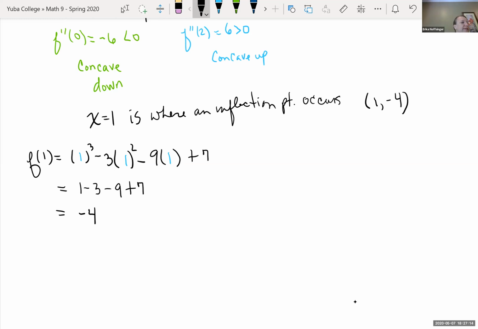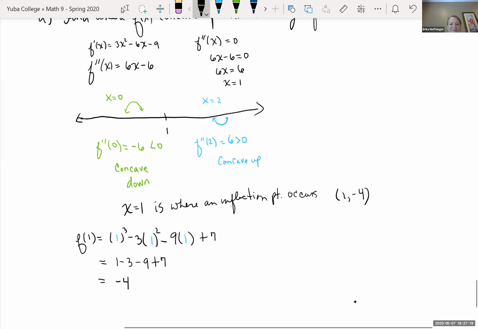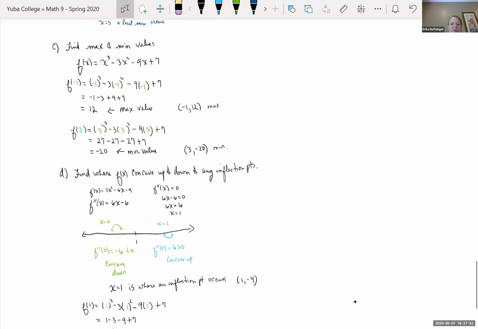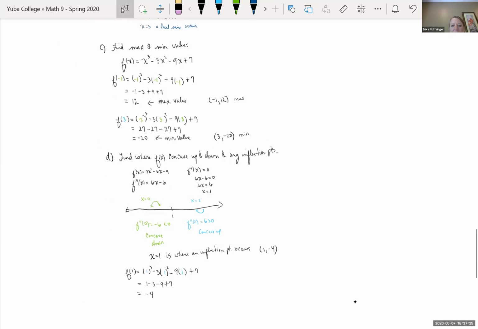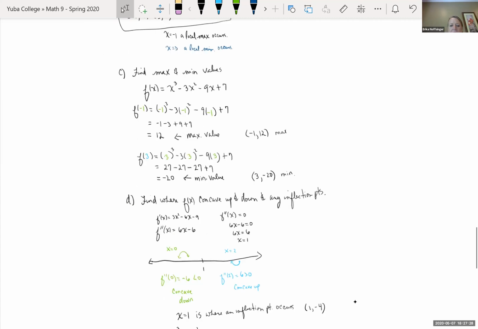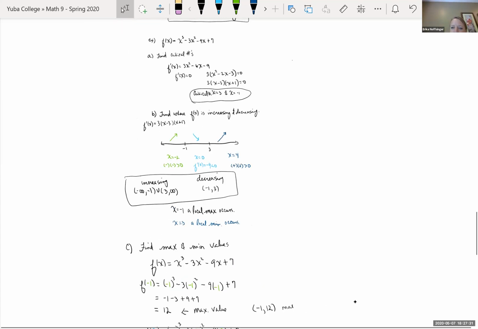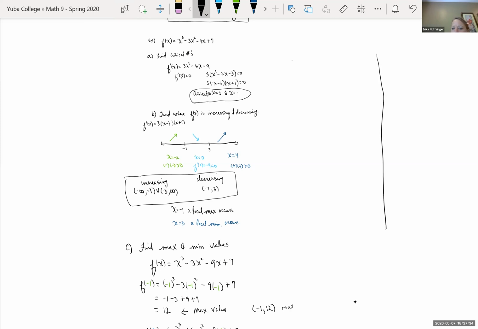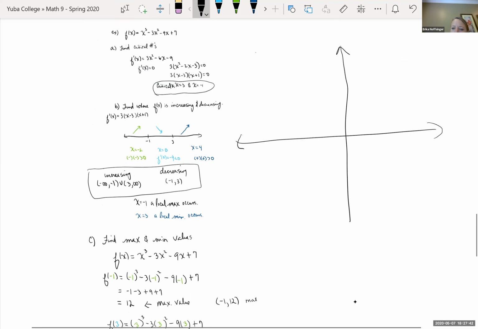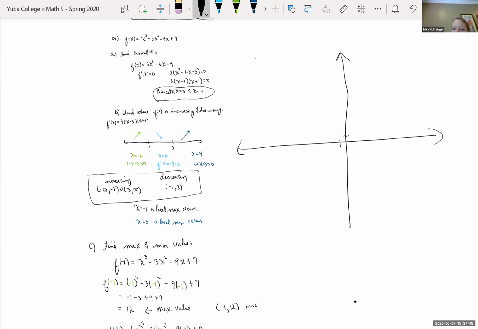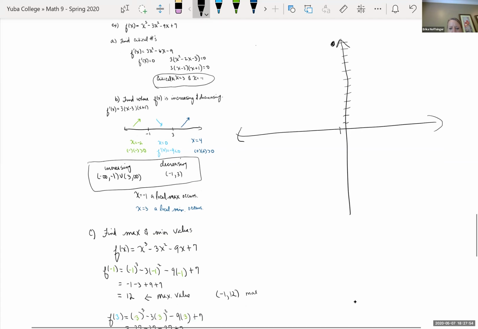Okay, so putting the pieces together, you should be able to graph it. And so I would basically go plot all my max and min points and my inflection point. So we got a max at (-1, 12). We had a min at (3, -20).